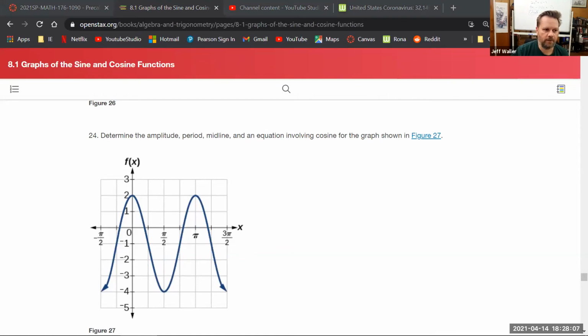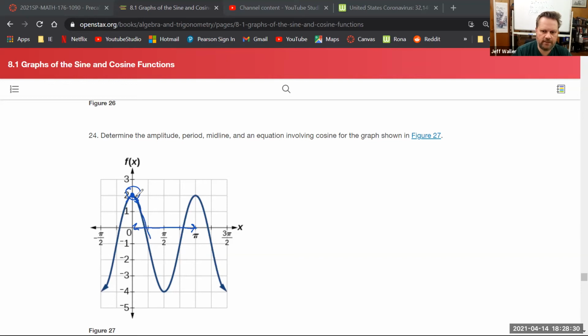I would pick a point like 0 because it's nice and easy. See how right before 0, let's talk about right here, it's going up and then it's flat and then it's going down. Where is the next place it does exactly that at that position? Pi. There. So the period is pi.